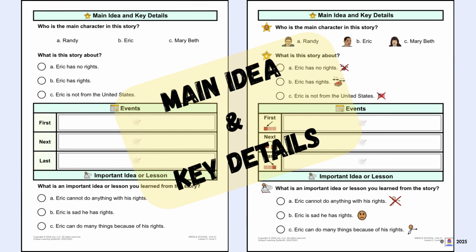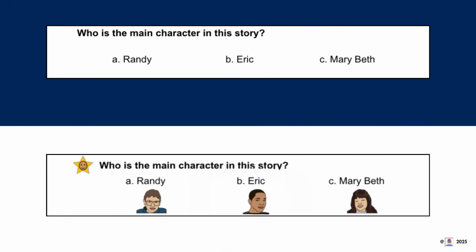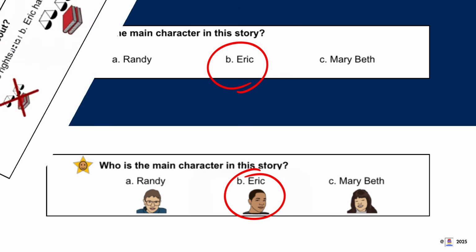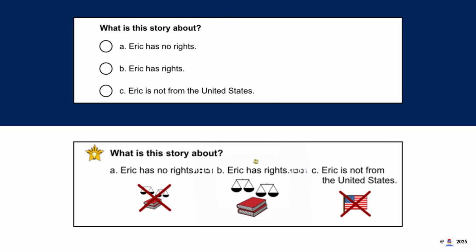Now, let's take a closer look at the story. Who is the main character of the story? A. Randy. B. Eric. C. Mary Beth. The correct answer is B. Eric. One way we know Eric is the main character is by looking at the title. Eric's Rights, Eric's Choices. The title tells us the story is about Eric, which shows he is the main character. You're doing an amazing job, students.